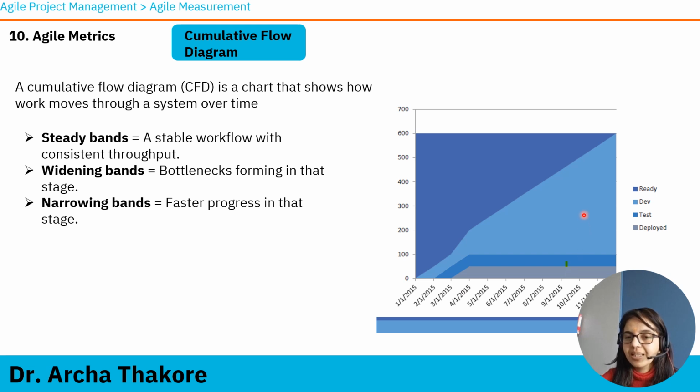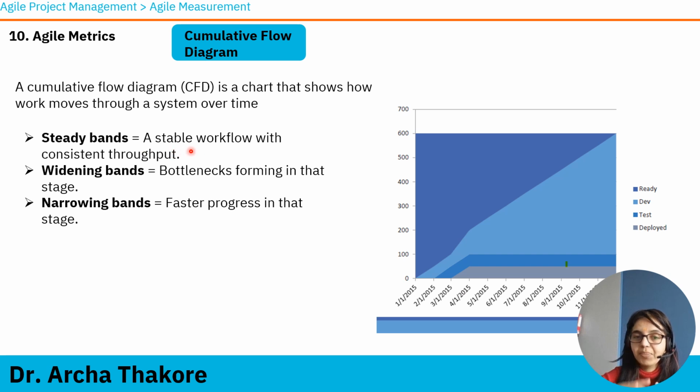Now you see that this part is very big. Why is it big? This means that items are not moving from development to testing, and testing is very small. Here the work items are less, which shows the bottleneck. A bottleneck is any part of the process where the work is piling up and not moving ahead. That is your problem area. So these charts show you how the work is moving and what the problem area is.